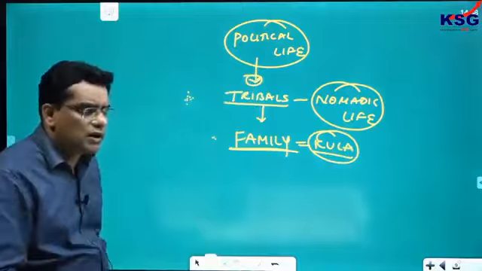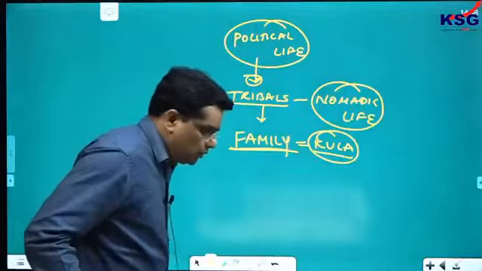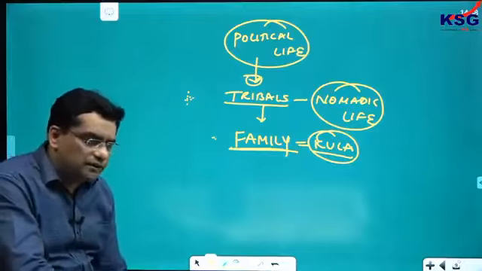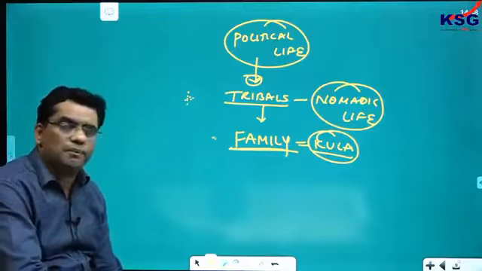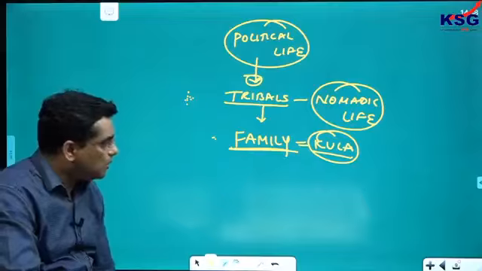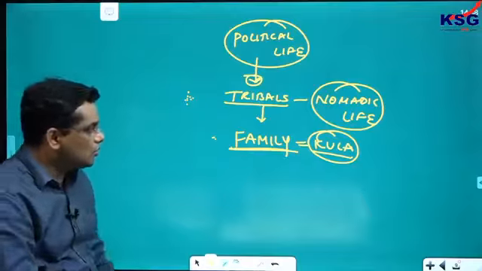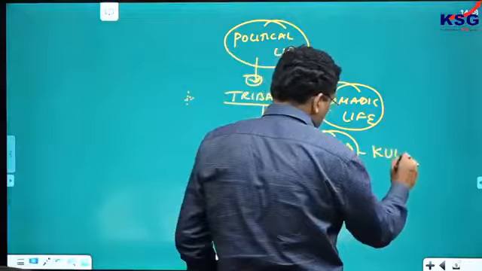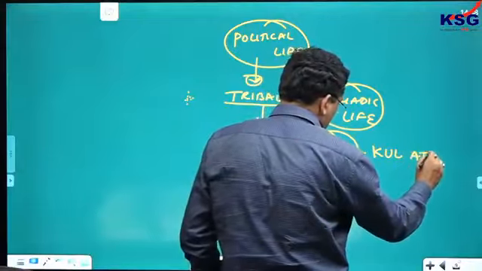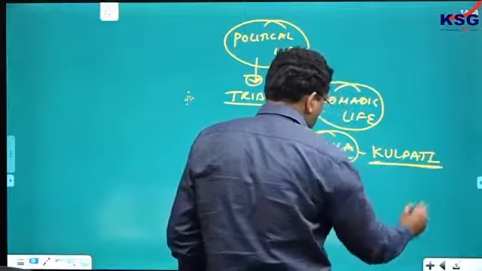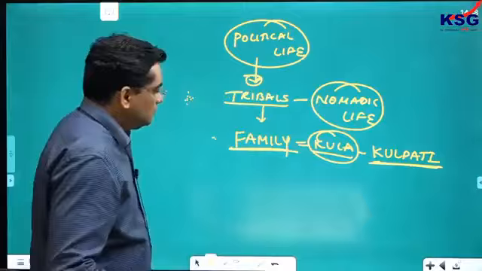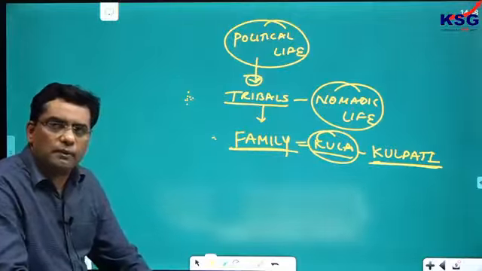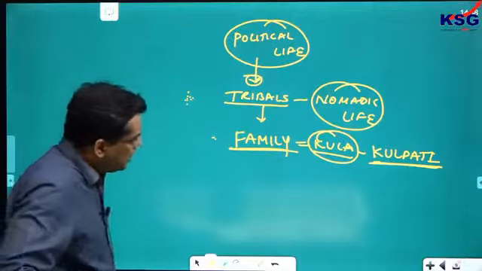You need political organization in the family also, because if there is a conflict in the family, who will take care of that conflict? So there will be a head of the family called Kulpati. Family is Kula. After Kula, we have Gram.